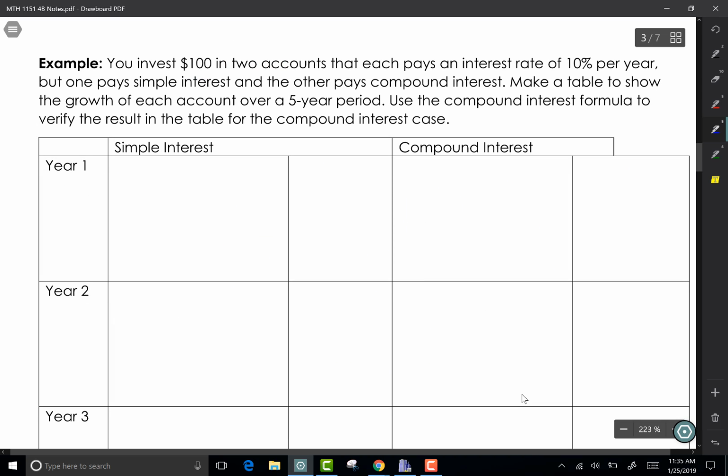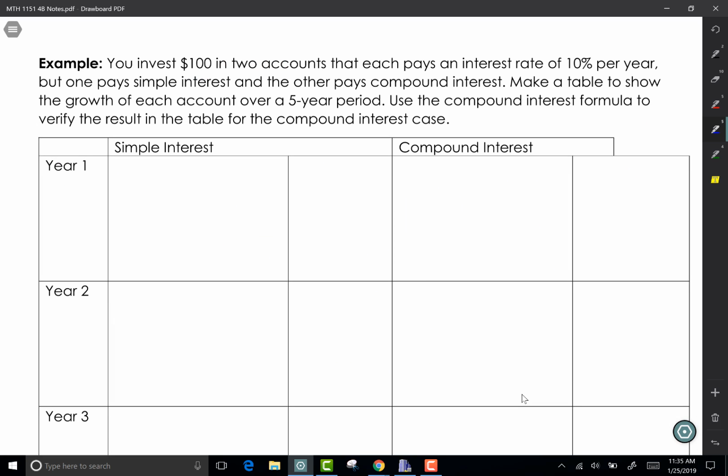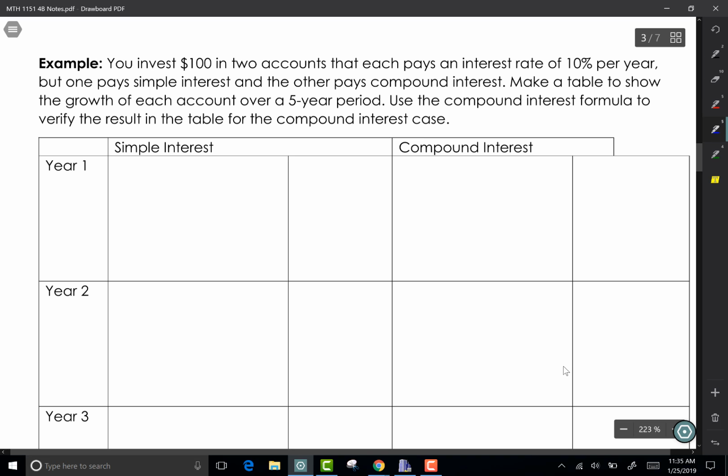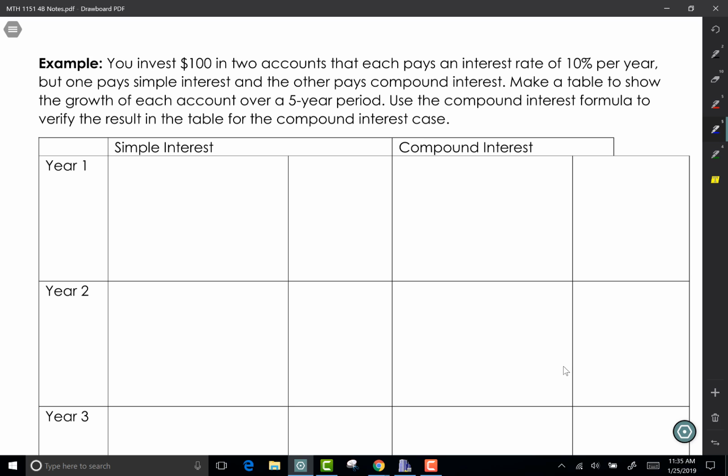Okay, so this first example, I want to go through so you can see the difference between simple interest and compound interest. Remember, simple interest is only calculated on the starting balance. Compound interest, when you calculate the interest, you're including the accumulated balance. So in this problem, it says you invest $100 in 2 accounts that each pays interest at a rate of 10%. But one pays simple interest and the other pays compound interest.